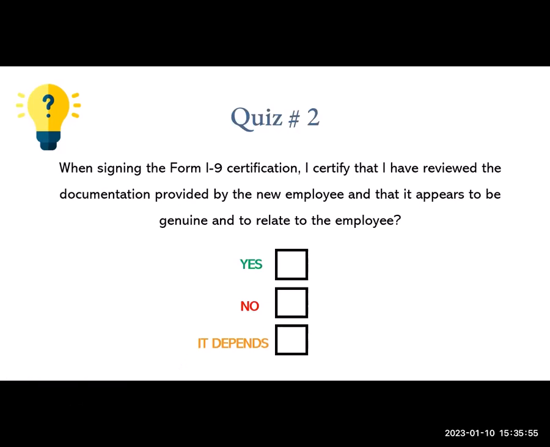When signing the Form I-9, I certify that I have reviewed the documents provided by the new employee and that they appear to be genuine and to relate to the employee. Yes, no, it depends. Yes. Awesome. Okay. Next.